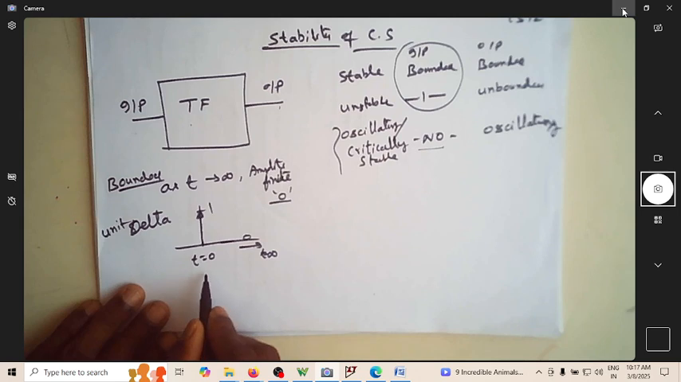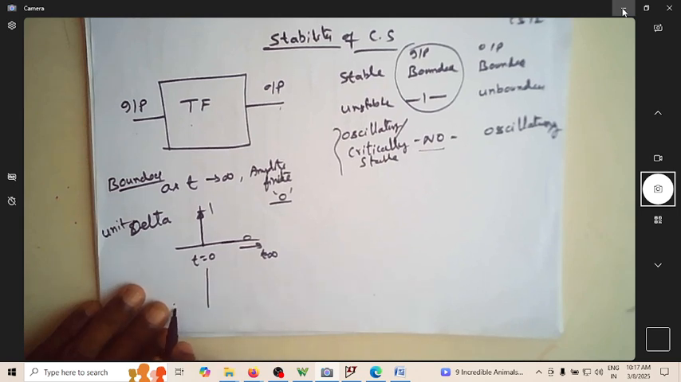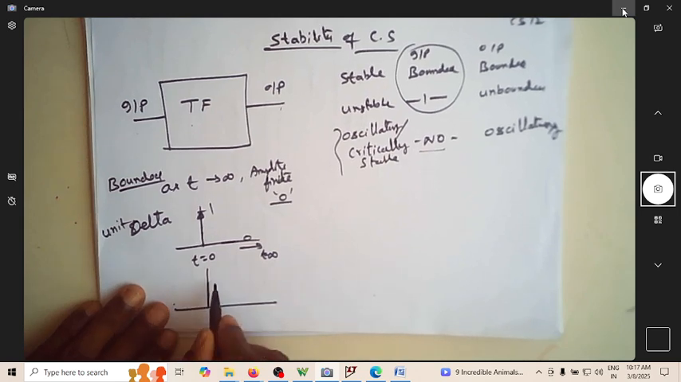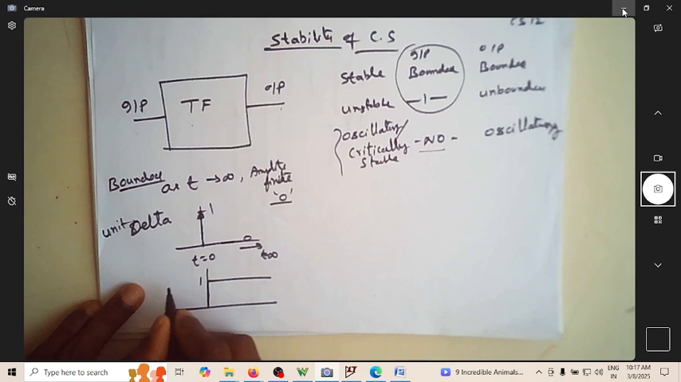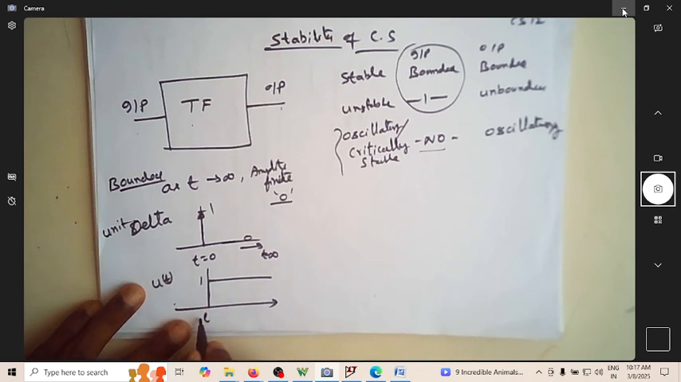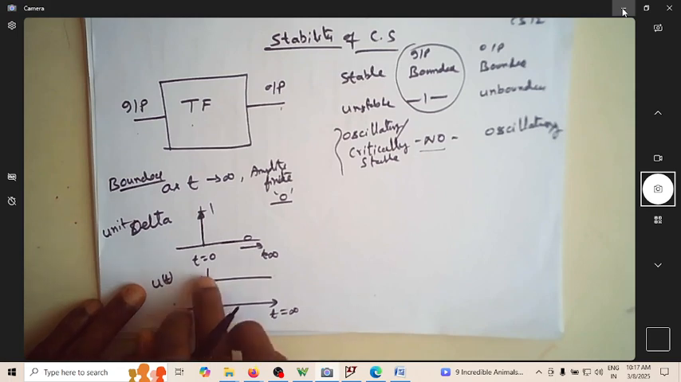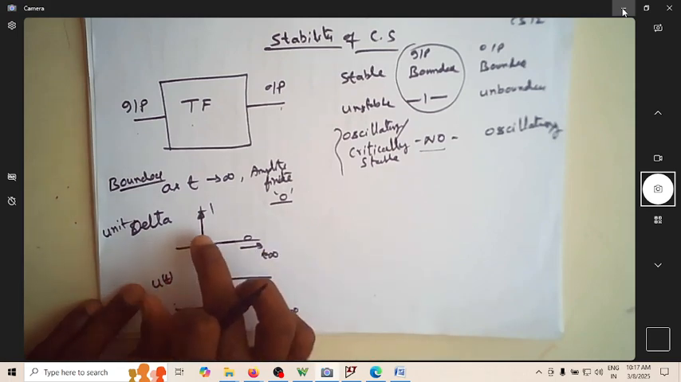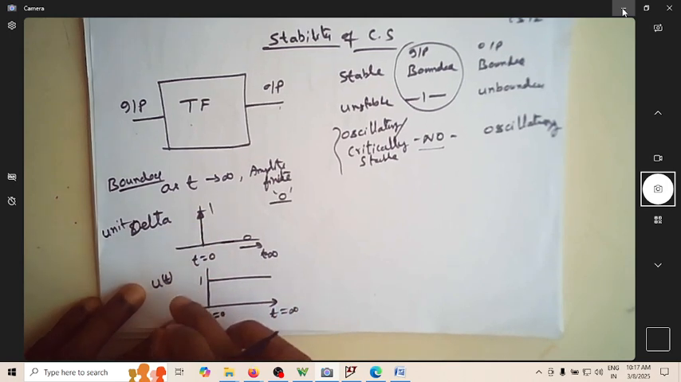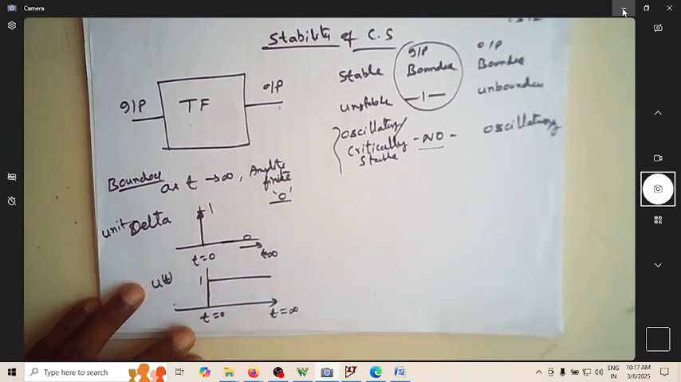Now what is another possible bounded input? Another possible bounded input is a step input. If it is of magnitude unit, you call it a unit step input. At t equal to 0 it starts, and then it is constant with the magnitude 1. So as t tends to infinity, its value is 1, which is a finite value. It can be 1, it can be 2, it can be any value. So these two are considered as bounded inputs.